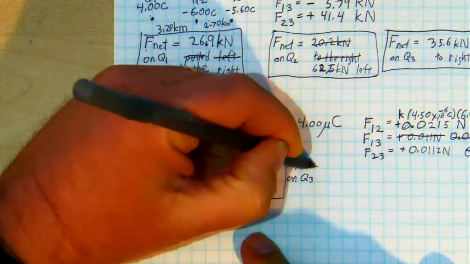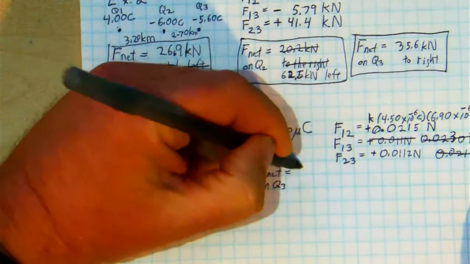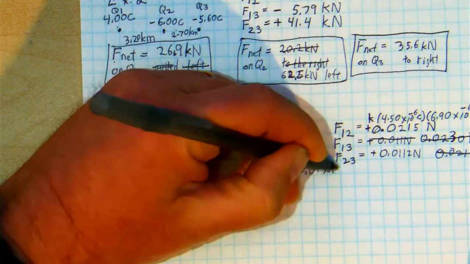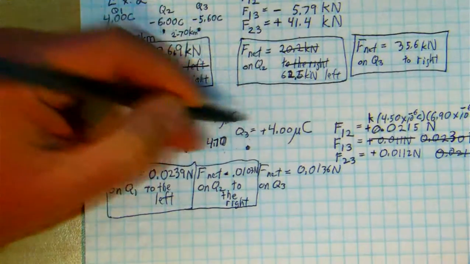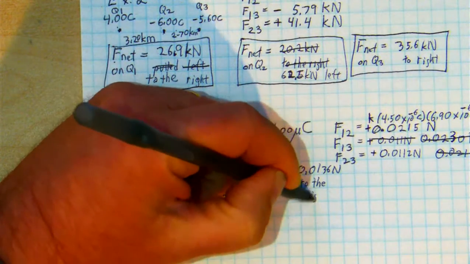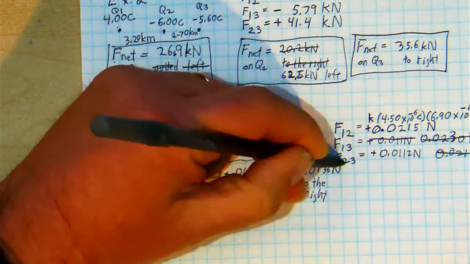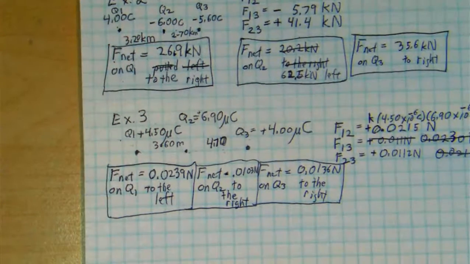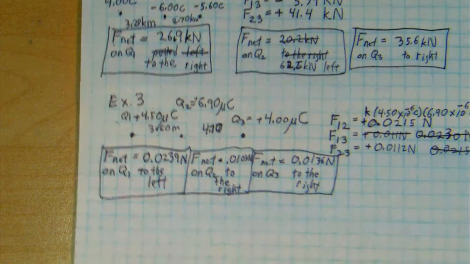And finally, for the last one, I got a value of 0.0136 newtons. And of course, both of these are pushing it to the right. Didn't have time for students to check my work this time, but this is my result for example 3.